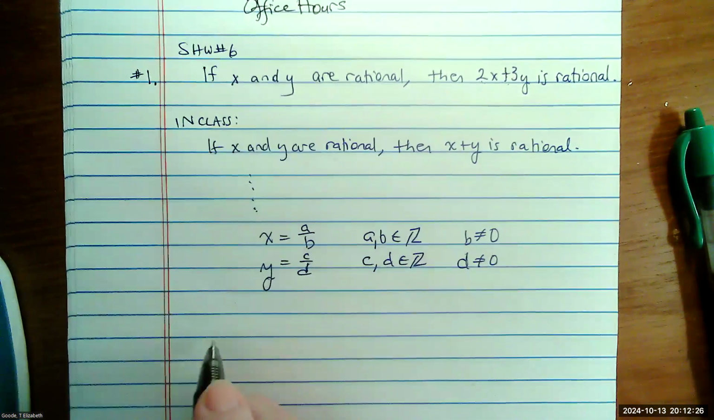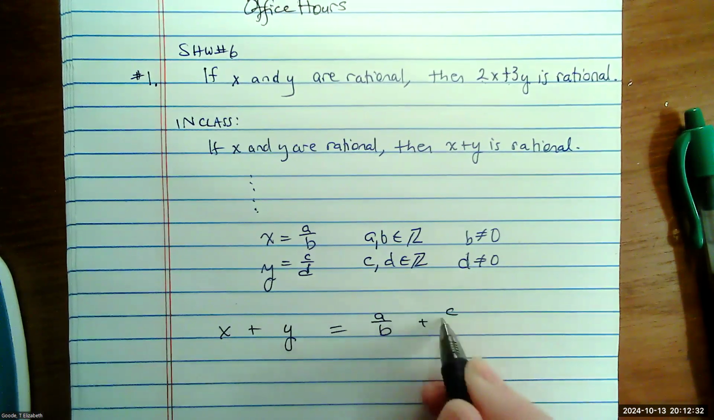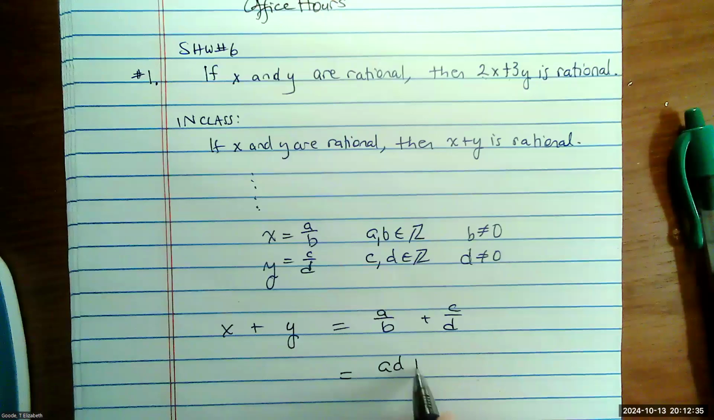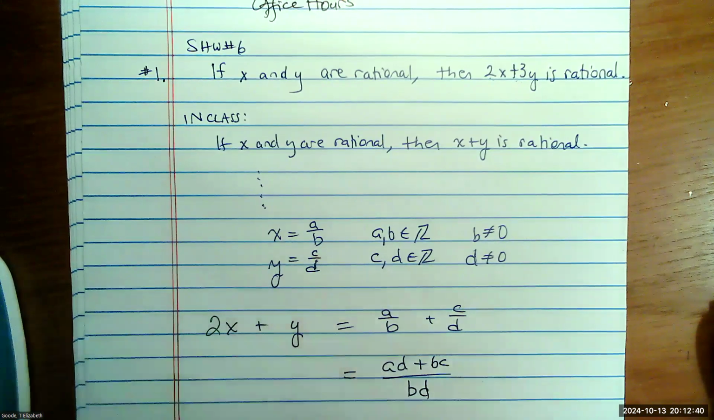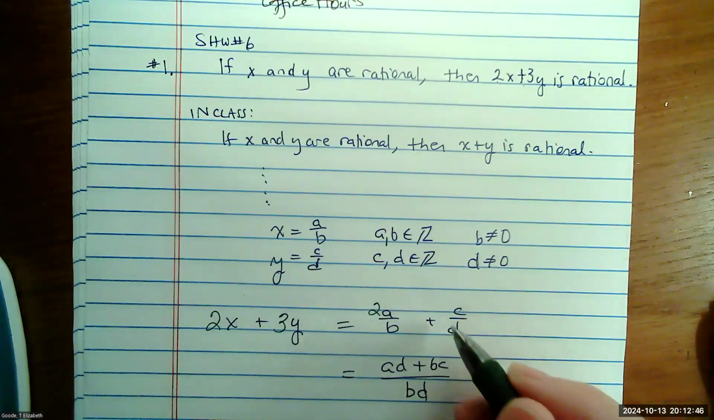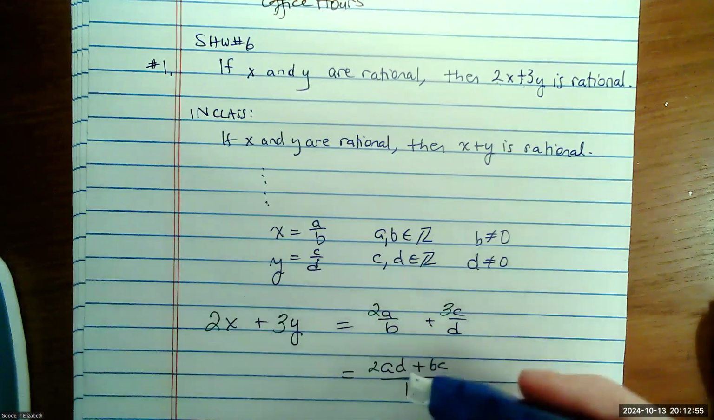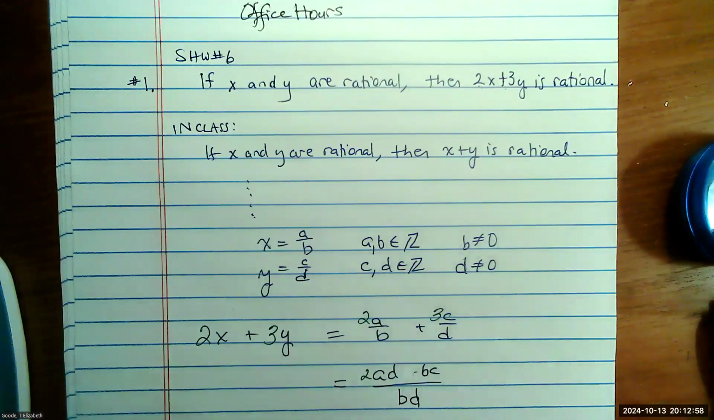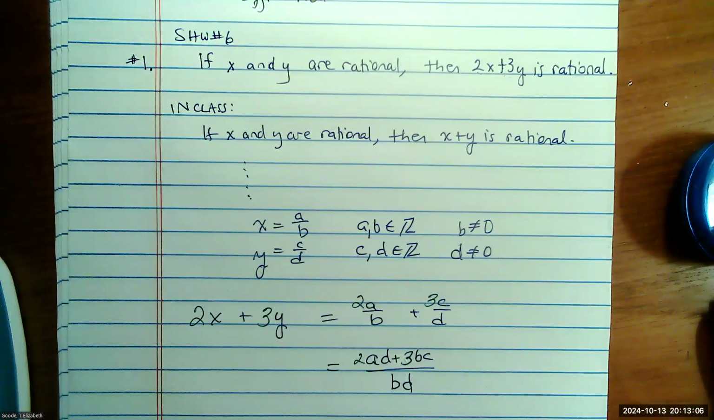And instead of looking at X plus Y, because when we looked at X plus Y, it was A over B plus C over D, and that was AD plus BC over BD. Just imagine that it's 2X plus 3Y. So it's 2A over B plus 3C over D. The only difference is you've got these coefficients as factors of these two terms in the numerator. See what I mean? That's the only difference between those.